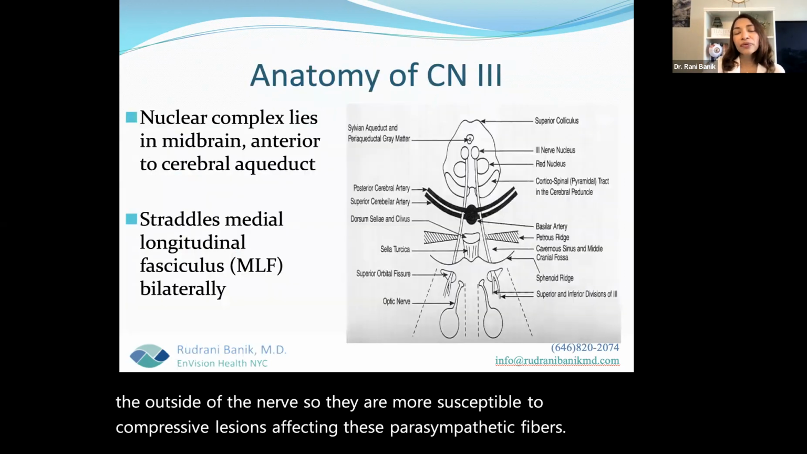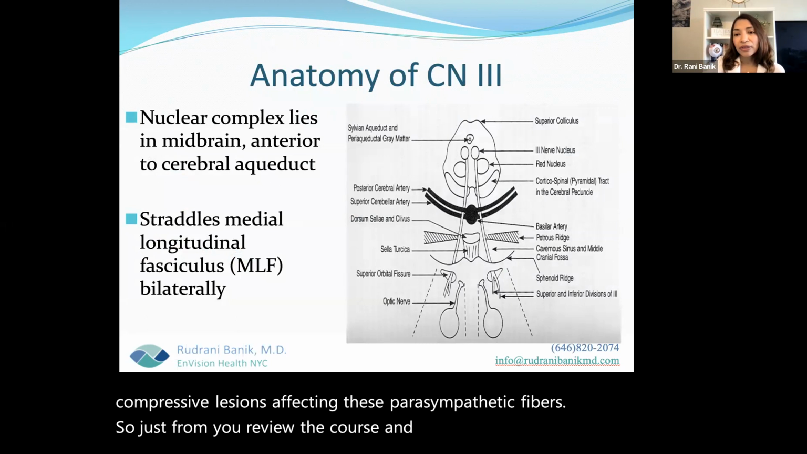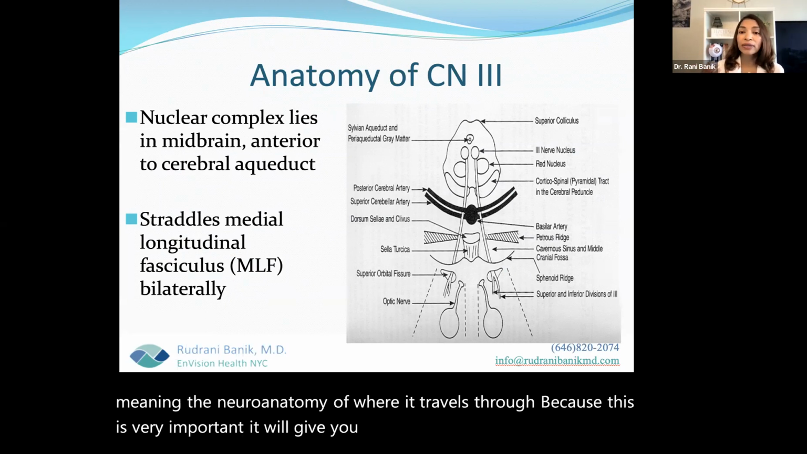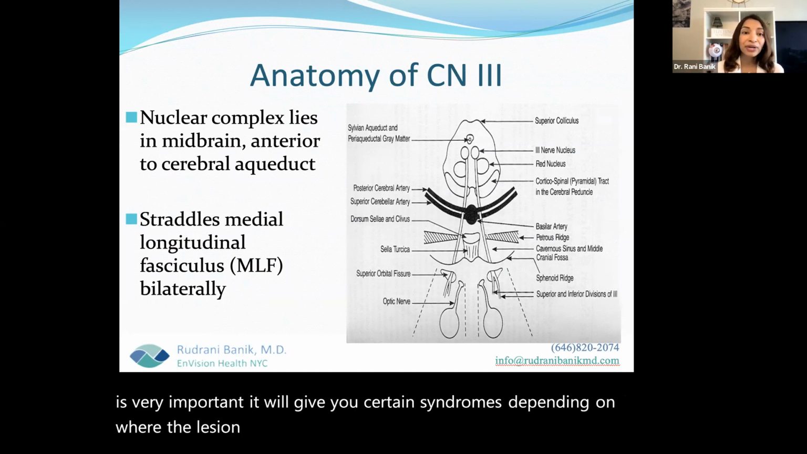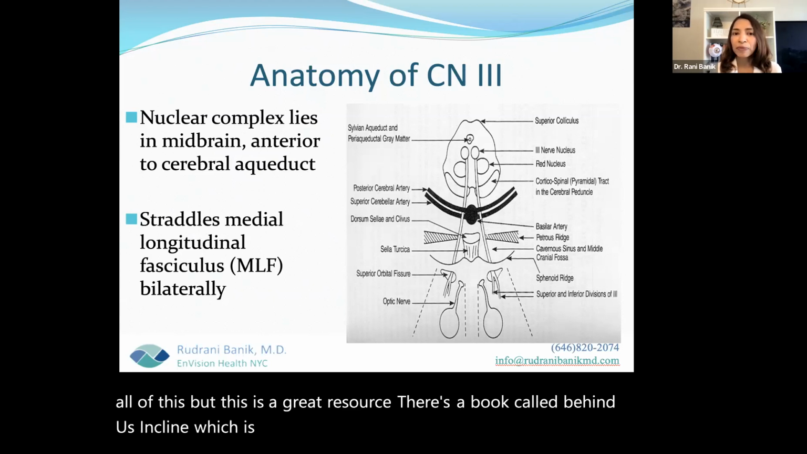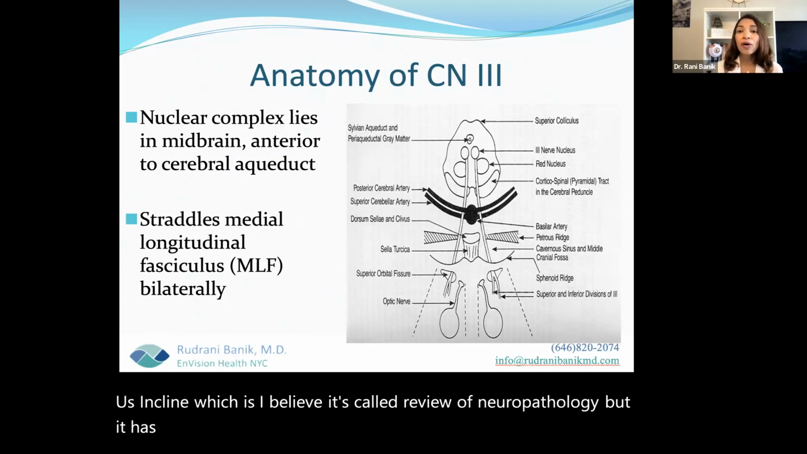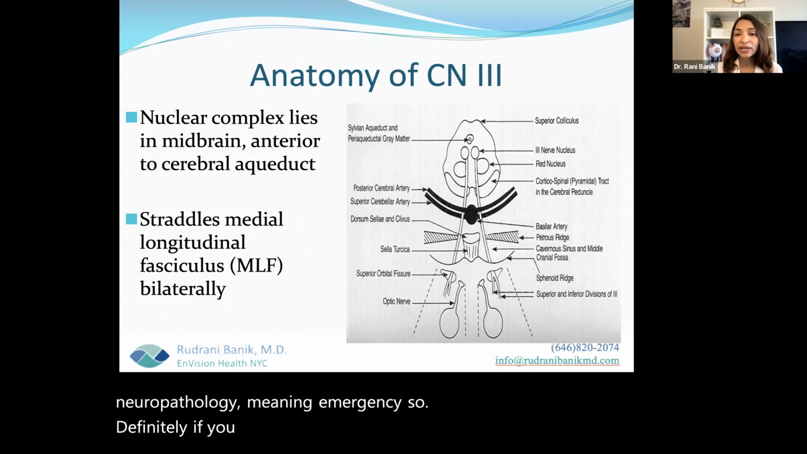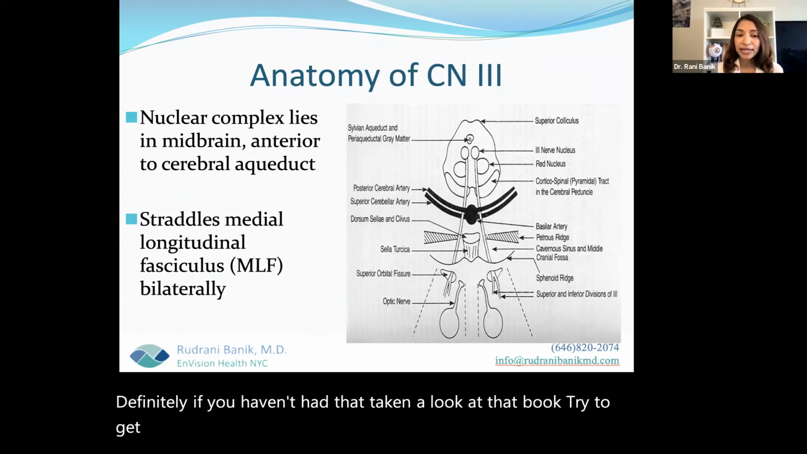So just review the course and anatomy of the third nerve, meaning the neuroanatomy of where it travels, because this is very important. It will give you certain syndromes depending on where the lesion is. Again, in this talk, I don't have time to go through all of this, but this is a great resource. There's a book called Bahandis and Klein, which I believe is called Review of Neuro-Ophthalmology, but it has some great reviews of all the cranial nerve palsies, the syndromes, and the other common things seen in neuro-ophthalmology, meaning emergencies. So definitely, if you haven't taken a look at that book, try to get that book. It's a great study tool.